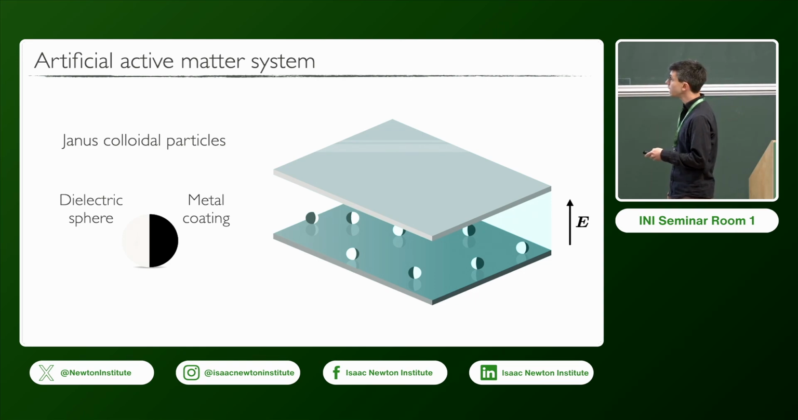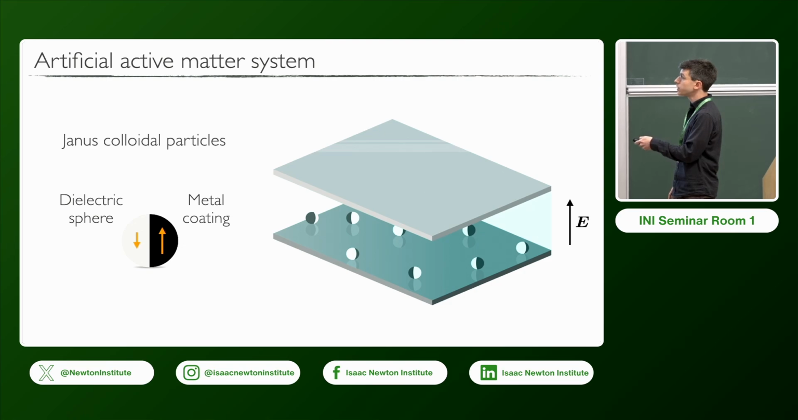And then the electric field polarizes each of the hemispheres of the particle. But because one is a dielectric material and the other one is a metal, the polarization that you get in each of the hemispheres is different. And as a result of this difference, the ion clouds that you get around each of the hemispheres are also different. And this means that there's now an osmotic force that pushes on the particle and makes it self-propelled. And so particles like this self-propel, and that's a simple way of making self-propelled particles in the lab.